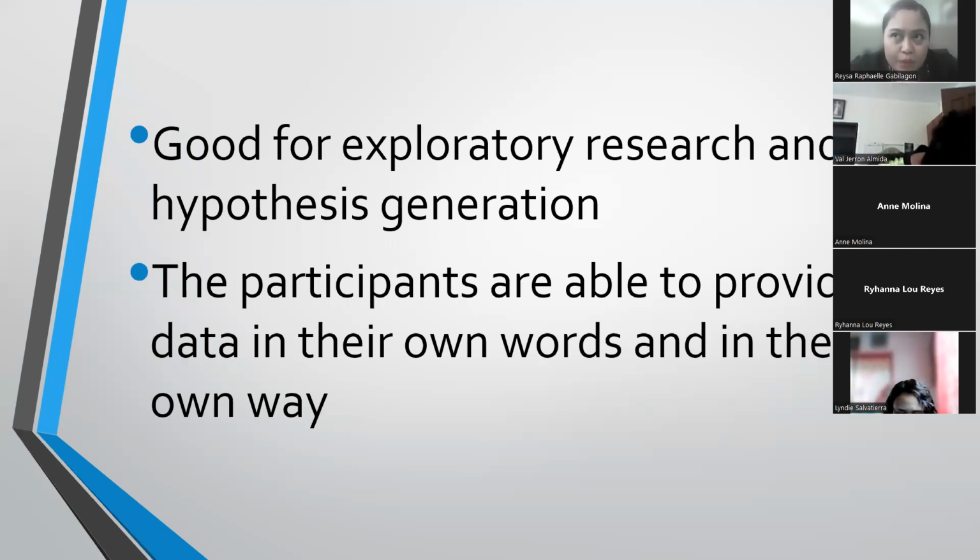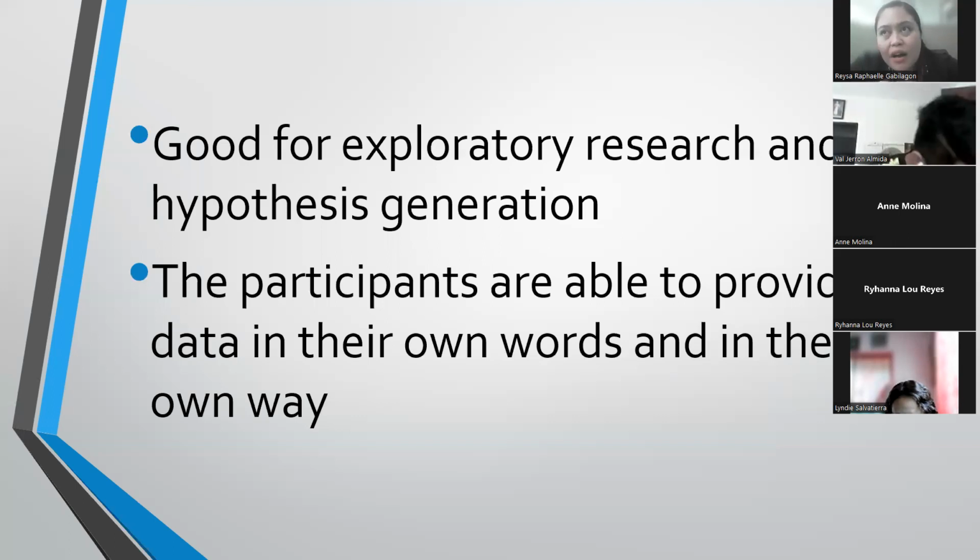So if we have a certain topic and we don't really have a lot of references, walang mga background na mga ideas coming from other authors, we don't really know the current setting of a certain phenomenon, then it is actually good to do qualitative research. We will explore what is really happening there.